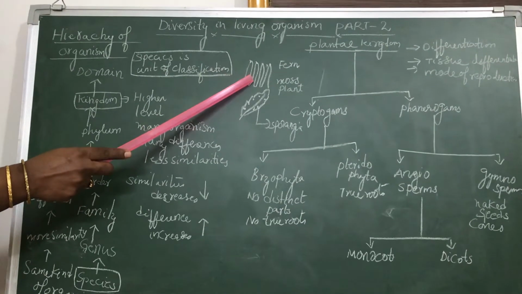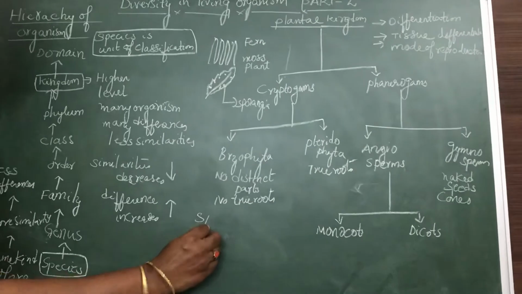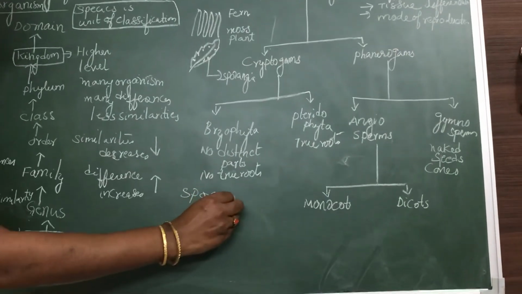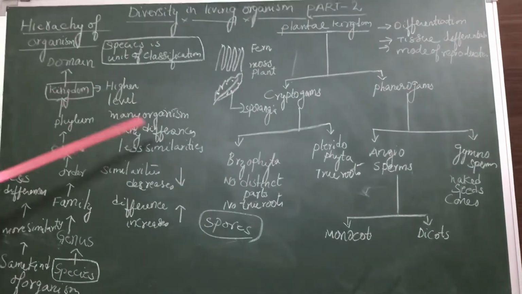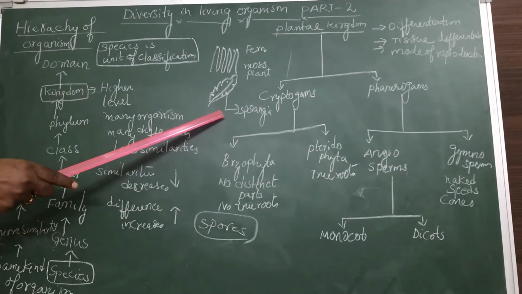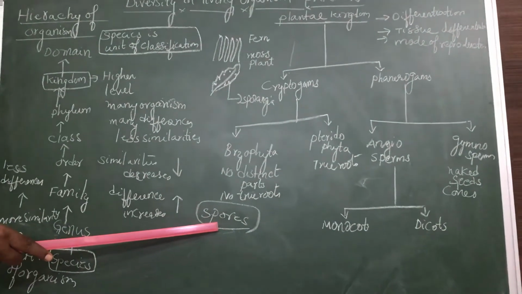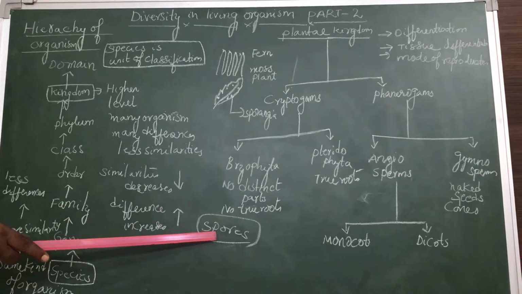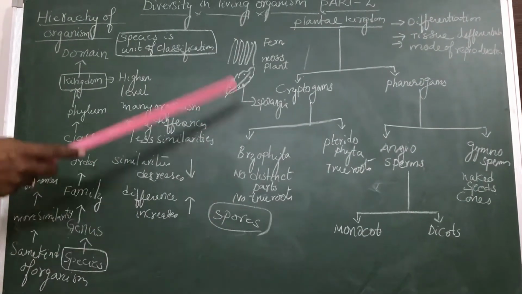And these plants reproduce by specialized structures called spores. They don't have flowers, they don't have seeds. They reproduce through spores. Spores are present in very specialized reproductive structures called sporangia, and sporangia produce spores, and spores are the reproductive unit. When the spores fall on a suitable substratum, they germinate into a new moss plant.